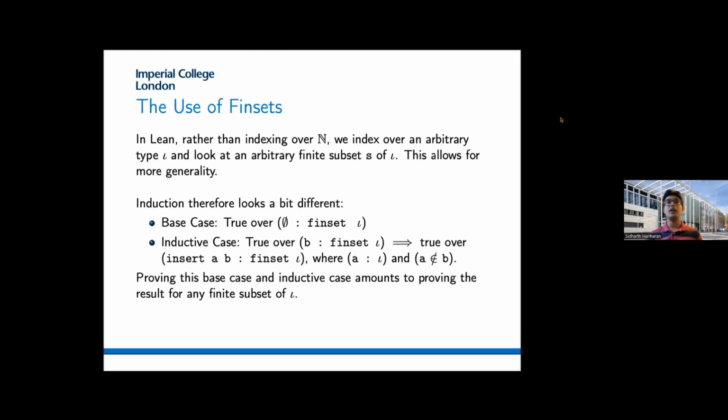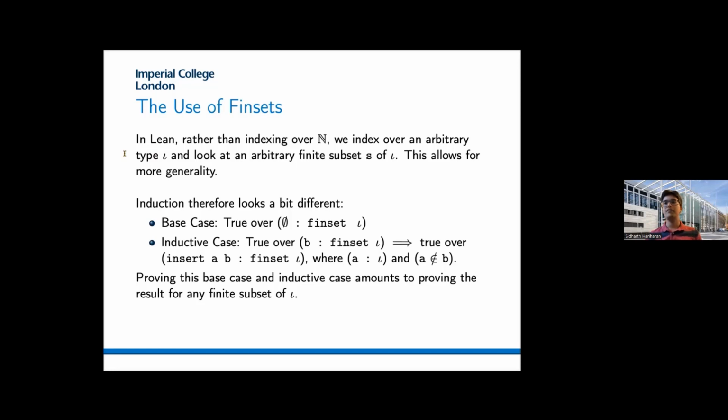The new convention of doing induction is to use something called Finsets, because it allows us to maximize generality. So our G1 up to Gn are nothing but instances of some map G that goes from the natural numbers to Rx. In this case, we simply substitute the natural numbers with some arbitrary type iota. Iota doesn't have to be finite, it doesn't have to be countable. It could be the complex numbers for all we care. What we do is look at arbitrary finite subsets S of iota, and then at the restrictions of this map G over that finite set S.